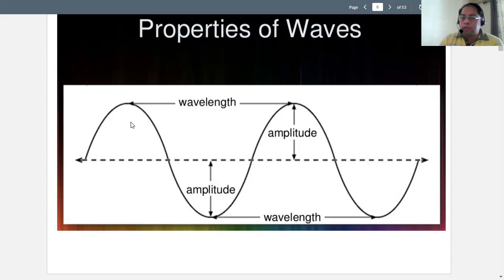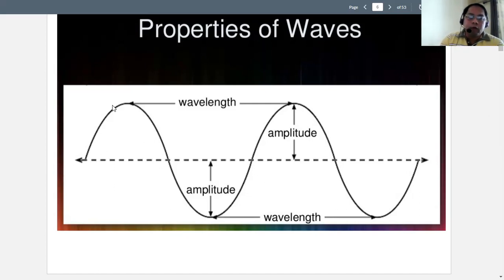Or if it is lesser in height or amplitude. So wavelength. What we don't see here is frequency. But in a given period of time, if you count how many waves are created, then you can see the frequency. That's the number of waves in every unit of time. And the unit of frequency is of course hertz.